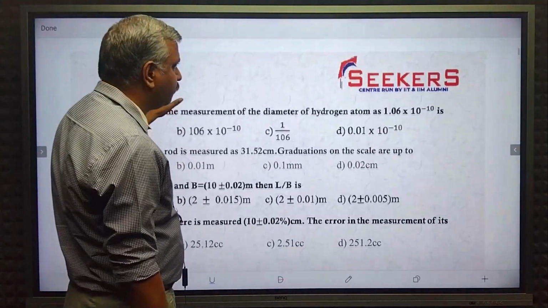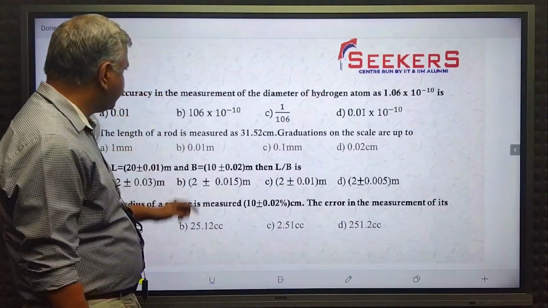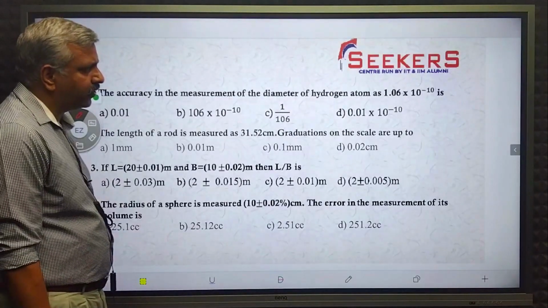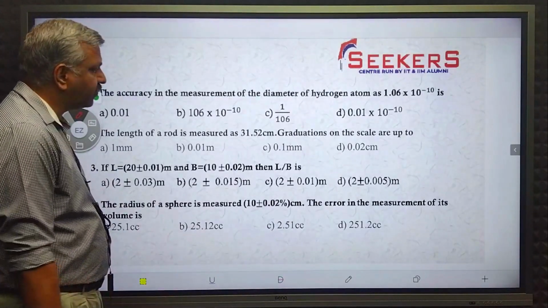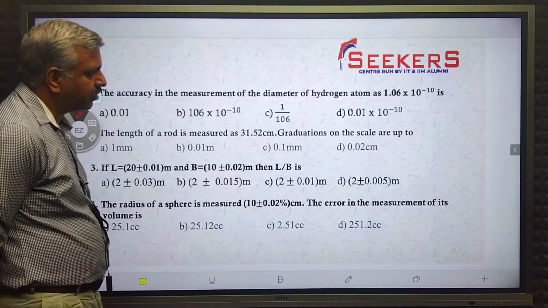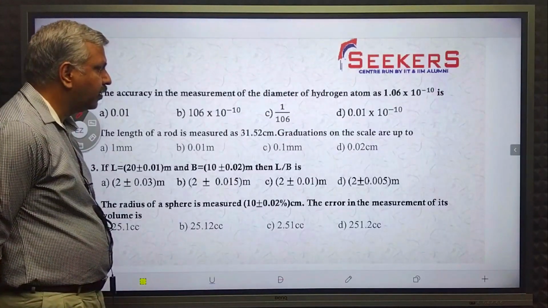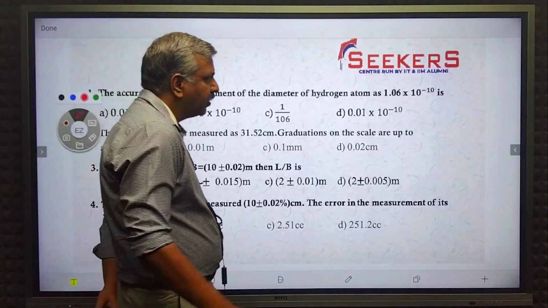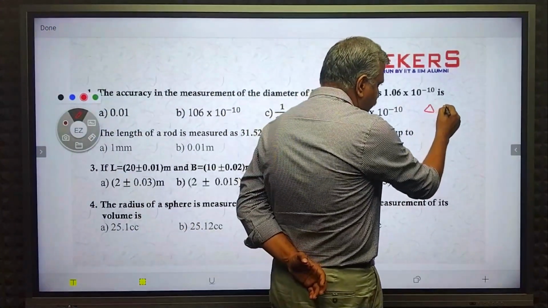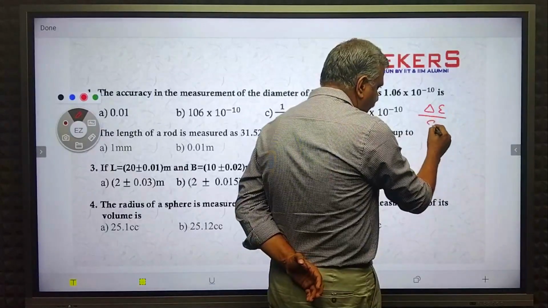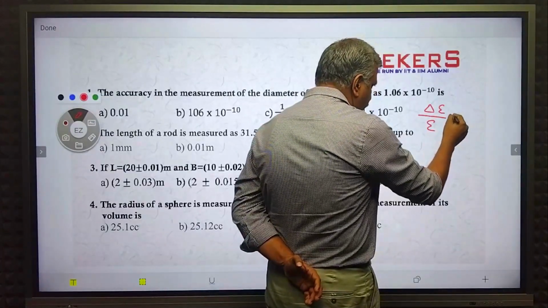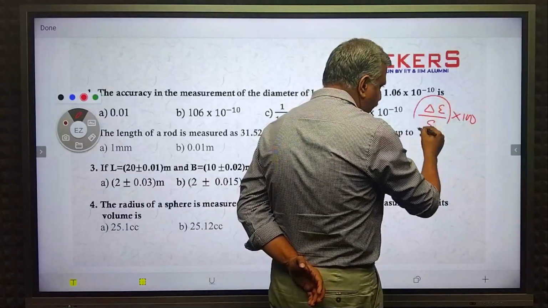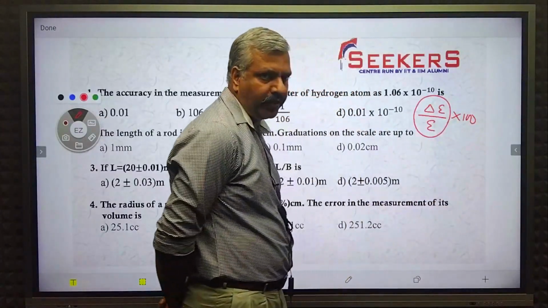So here are the first set of questions that you have. The accuracy in the measurement of diameter of a hydrogen atom is 1.06 into 10 power minus 10. So they are asking you what is the accuracy in this measurement. So what can I say? Accuracy I think is the error in the measurement divided by the actual measurement. Maybe if you want to express it as a percentage, you will multiply it by 100. If you want to express it as a fraction, you will just retain it that way.